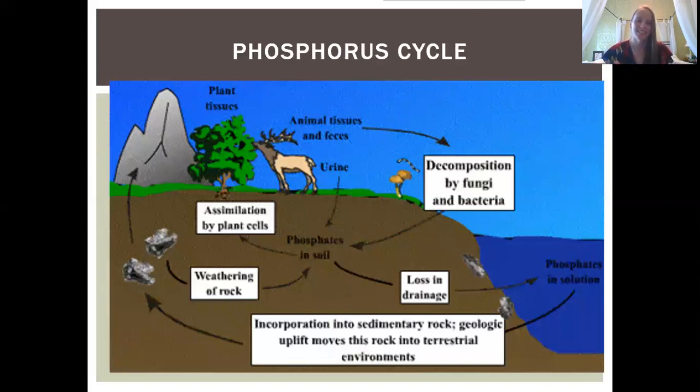So this is an example of what the phosphorus cycle might look like. So we have some leaching happening here, where the phosphates in the soil are going into the hydrosphere. You would also have some assimilation happening right here. You have assimilation happening here. You have rocks being worn away in the process of weathering.